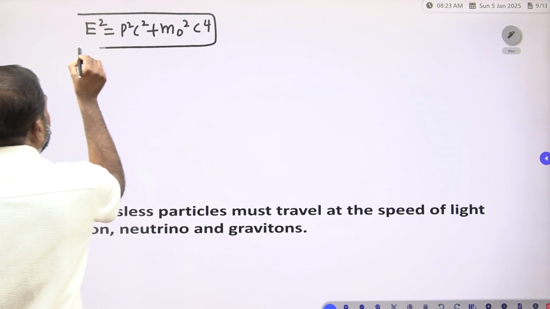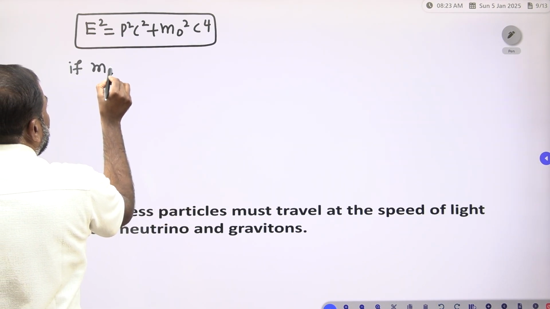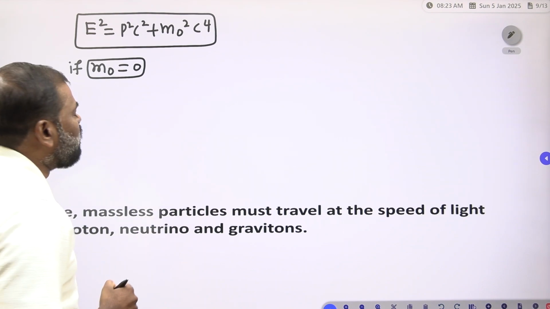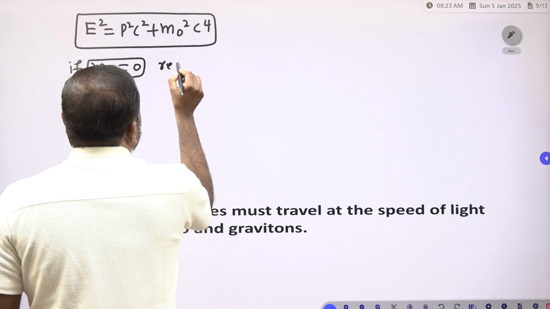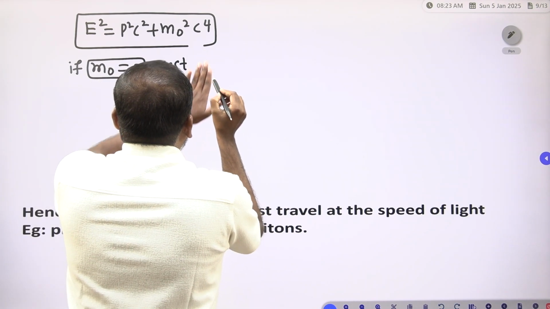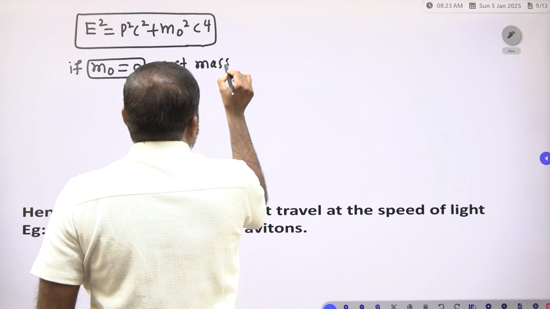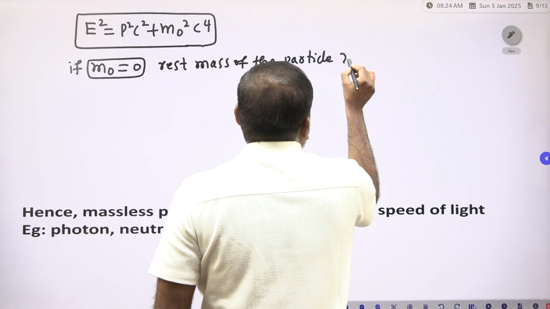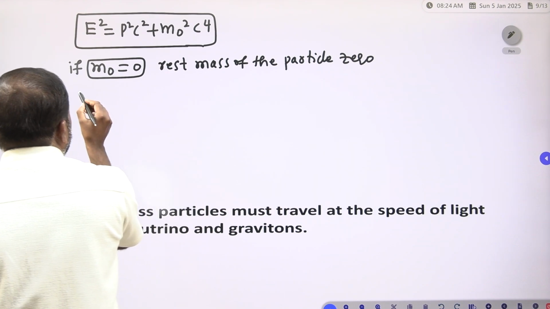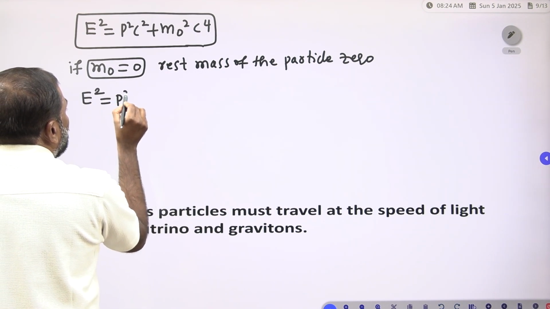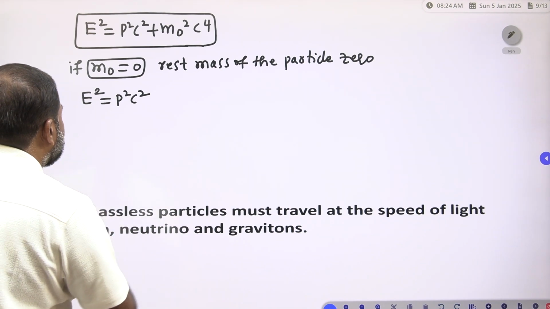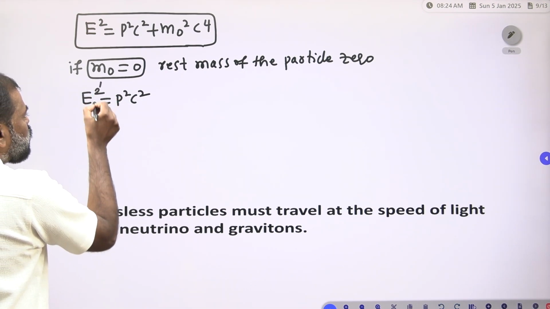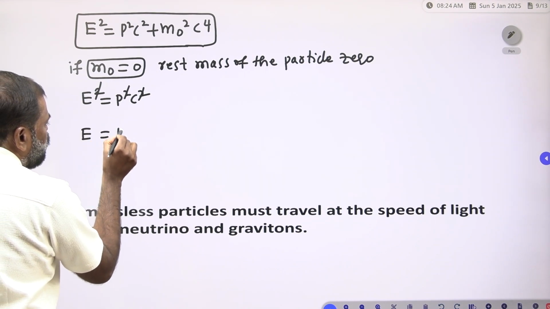If we consider the rest mass m naught to be equal to 0, that is, the rest mass of the particle is equal to 0, then what happens? E square is equal to p square c square. The squares get cancelled, so E is equal to p into c.